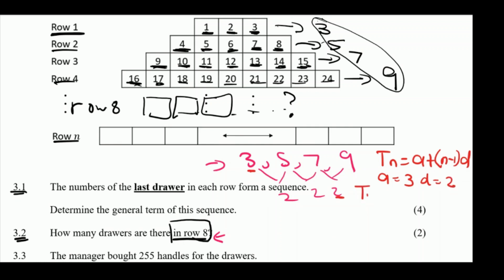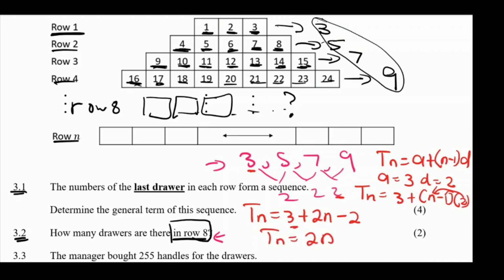So Tn equals our a value, 3, plus (n minus 1) times our d value, 2. So Tn equals 3 plus, the 2 will multiply everything inside, so it's plus 2n minus 2. Then Tn equals 2n, and these like terms, you subtract them together, you get 1. So Tn equals 2n plus 1. This is the general term of this sequence.